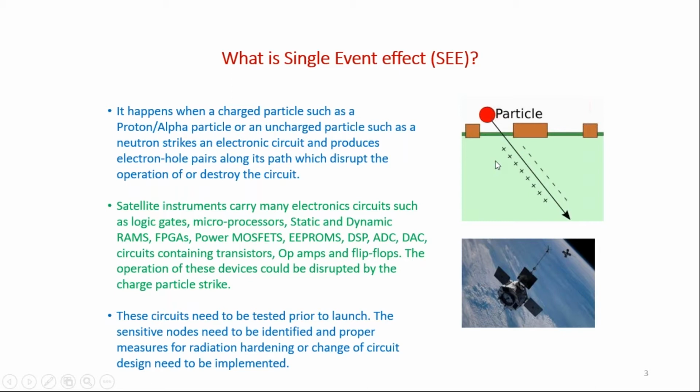And as we know, all the satellite instruments have many electronic devices on board, such as static and dynamic RAMs, microprocessors, logic gates, EEPROMs, power MOSFETs, ADC, DAC, and so on, and also components such as op-amps and flip-flops. And the operation of these devices could be disrupted by particle strike. So these circuits need to be tested prior to launch, and it should be observed whether they require radiation hardening and where the sensitive spots on these circuits are.